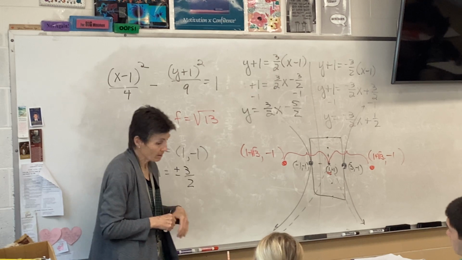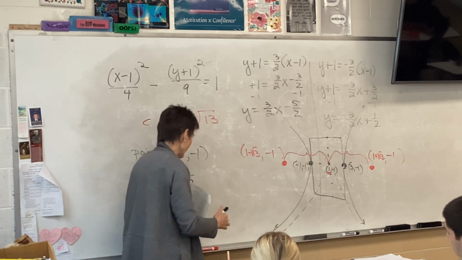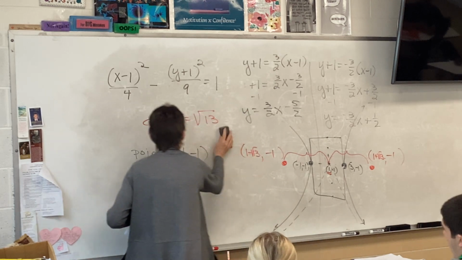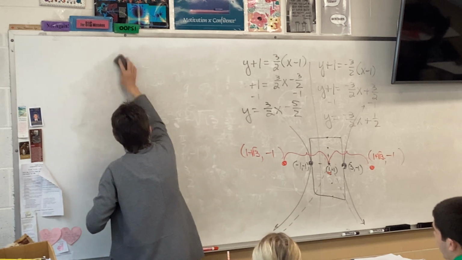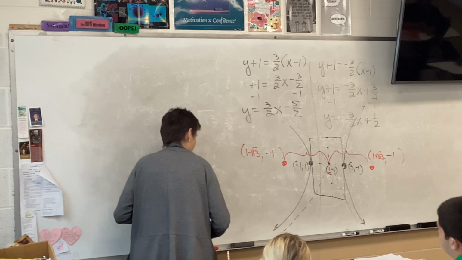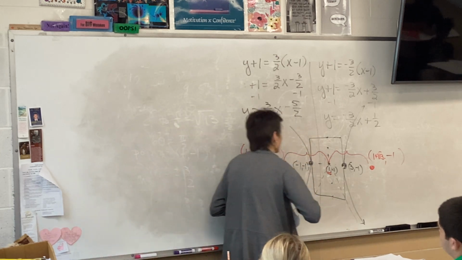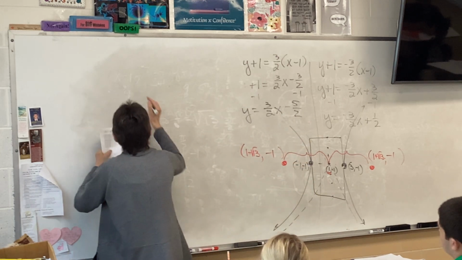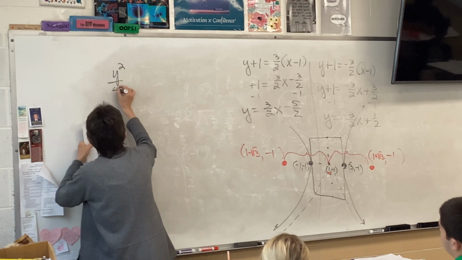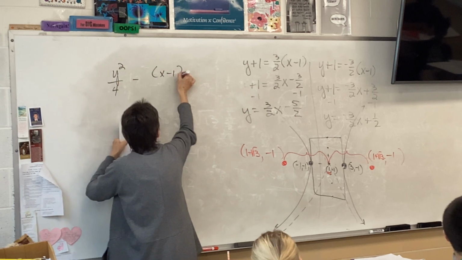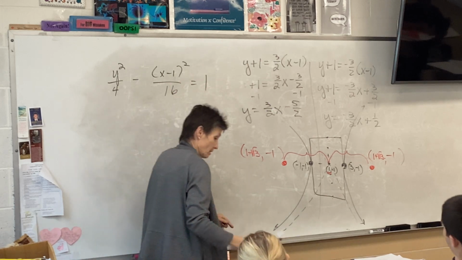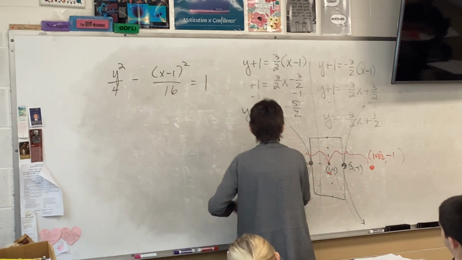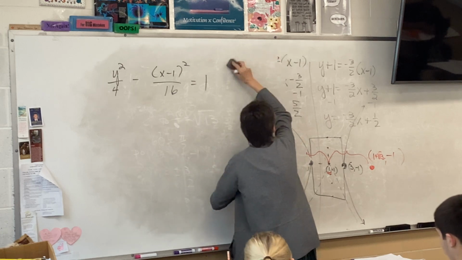Okay? All right, here we go. Next one. We're gonna just keep doing these. Hopefully it starts sinking in a little bit. So we got y squared over 4 minus x minus 1 squared over 16 equals 1. All right, so tell me what you know about this hyperbola.